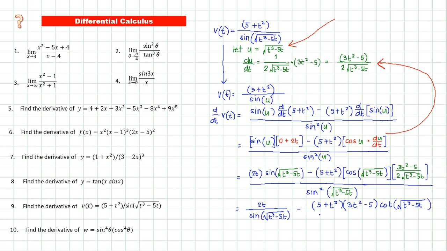Cotangent kasi cosine over sine. Pero sa baba, mababawas na naman yung sine, no? So, ang makakasama niya dito sa baba, itong denominator na to, we have 2 times the square root of t cubed minus 5t times sine of the square root of t cubed minus 5t. Okay? So, simplified answer, yan yung ating derivative with respect to t ng ating given equation. Okay? So, I hope nakasunod tayo dyan, no? So, ang critical dyan is yung paggamit natin ng chain rule tsaka yung pag-represent natin ng mga variables. Okay? So, next na tayo.